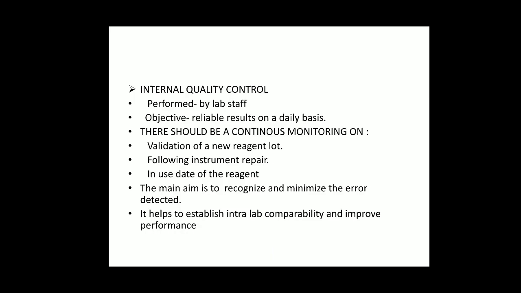What all should be monitored continuously? Validation of new reagent. Suppose you are doing internal quality control and the quality control did not come properly, you have to sort it out, or go back and see where the problem is. If the reagent is over, you have to replace it. If the reagent expiry date is over, you have to replace it with another kit and redo the QC. And if there is any problem with the instrument, you need to get it repaired. The main aim is to recognize and minimize the error.